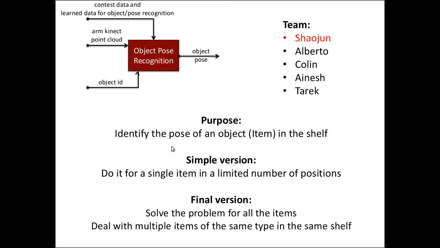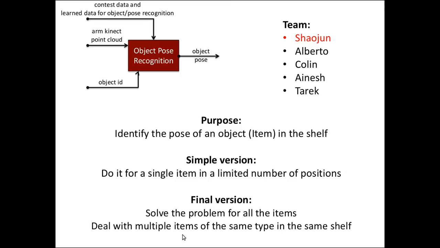The purpose of this model is to identify the pose of an object or item in the shelf. In the simple version, it will do this task for a single item in a limited number of positions. So we can put the object in the shelf in a more or less precise position. In the system, this model will be able to find the position of the object.